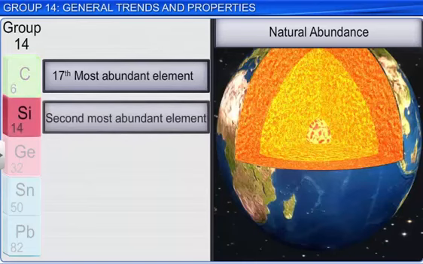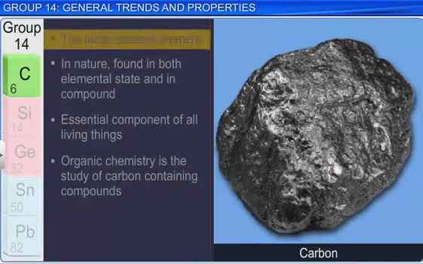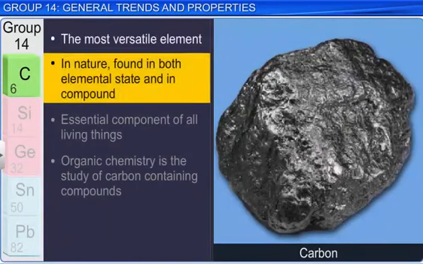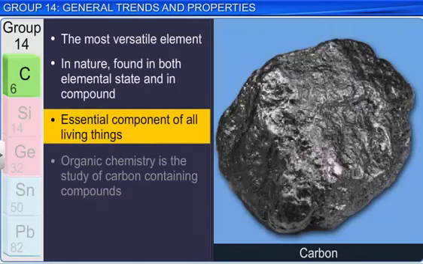Silicon, the second most abundant element in the Earth's crust, contributes 27.7% of the crust's mass. It is easy to argue that carbon is the most versatile of all the elements. It is found in nature, both in its elemental state as well as in compounds. It is an essential component of all living things.